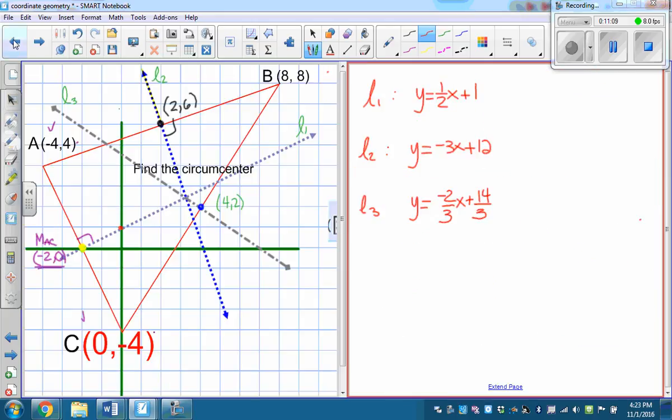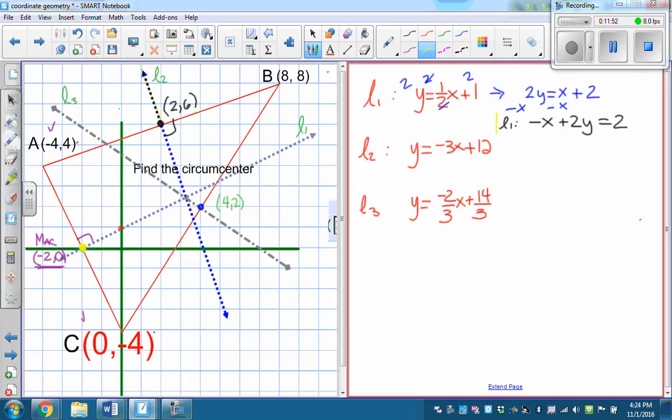So now I have to solve a system. And when you solve a system, it makes sense to work with the easiest equations first, but I'm going to put them all in standard form. So I'm going to multiply this by 2, and that gives me 2y equals x plus 2, which is the same thing as if I subtract x over. That my final equation, let's put it in black for L1, would be negative x plus 2y equals 2.